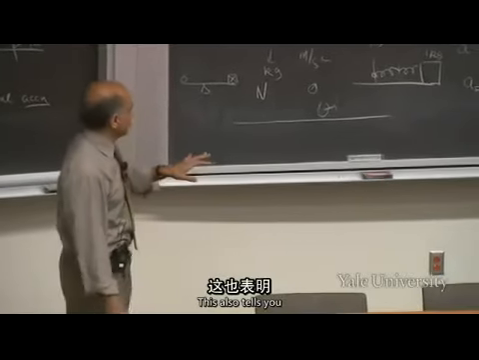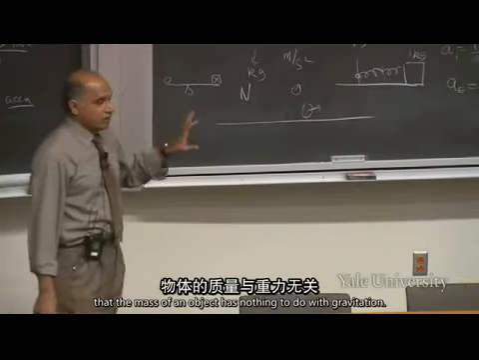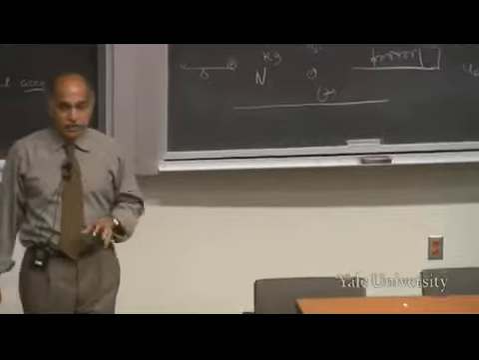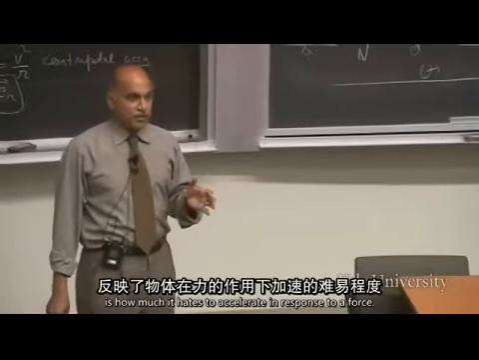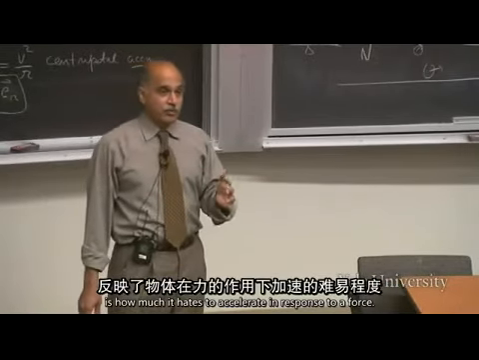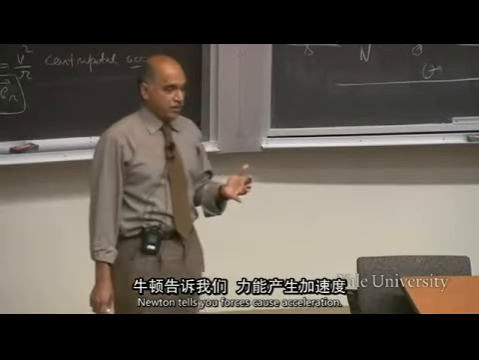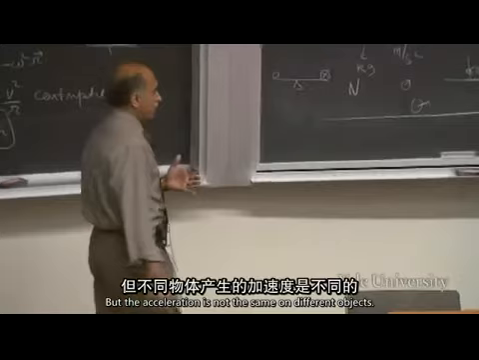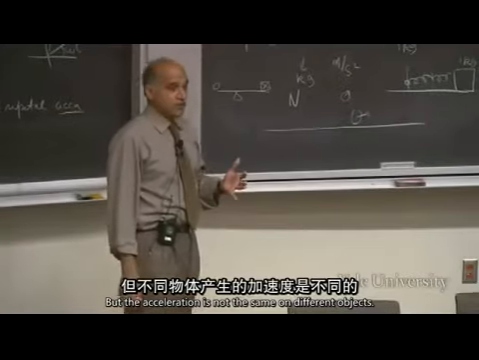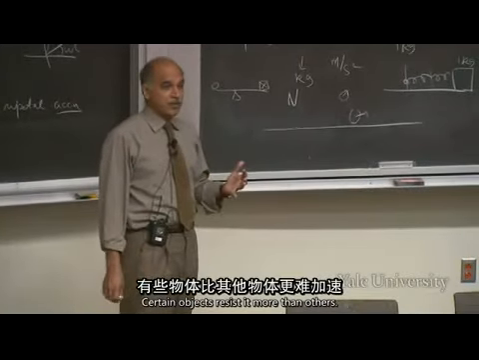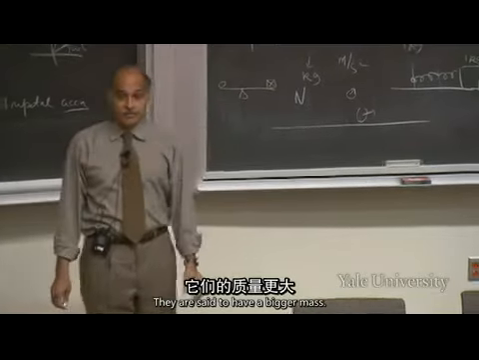So this also tells you that the mass of an object has nothing to do with gravitation. Mass of an object is how much it hates to accelerate in response to a force. Because Newton tells you forces cause acceleration, but their acceleration is not the same on different objects. Certain objects resisted more than others. They are said to have a bigger mass.